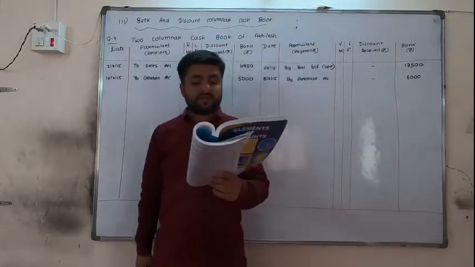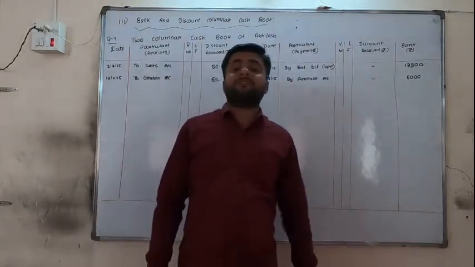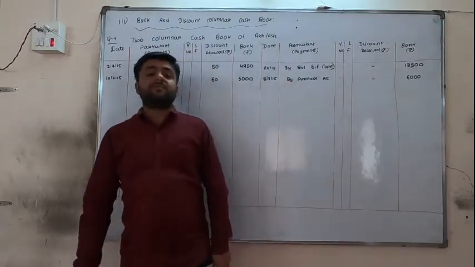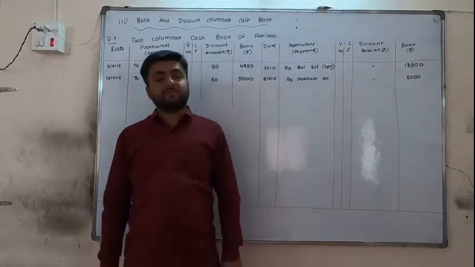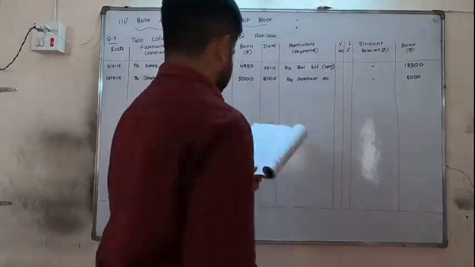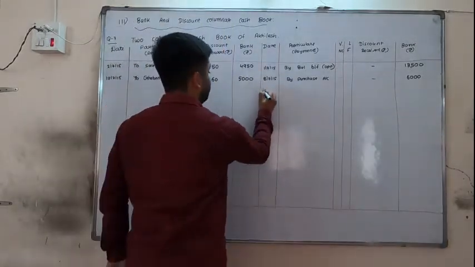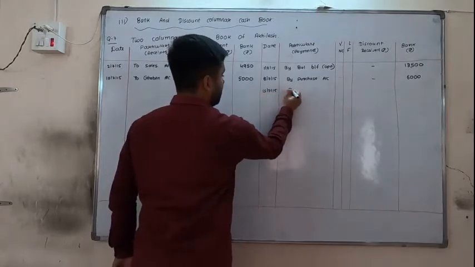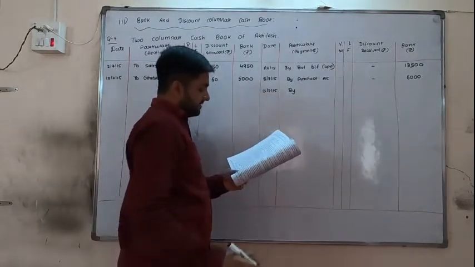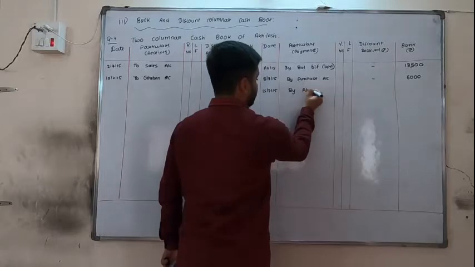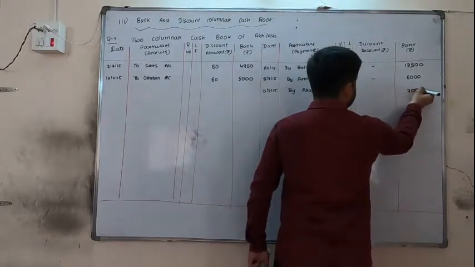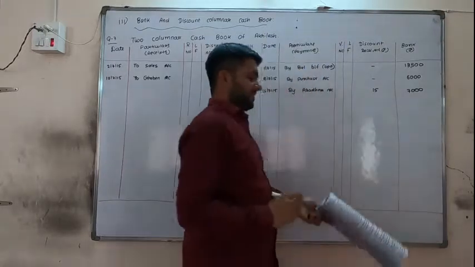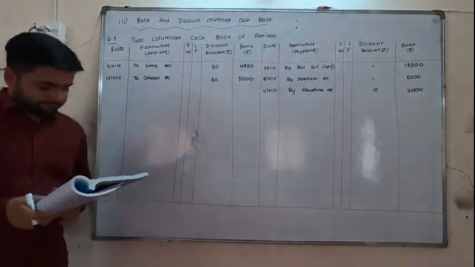Next, on 15th, check of 7,000 is issued to Aradhana in full settlement of debt of 7,050. Actually we have to pay 7,050. We are paying through check 7,000, so 50 rupees will be discount for us. Okay, on 15/7/15 by Aradhana's account we are giving a check of 7,000, so the remaining will be the discount received.